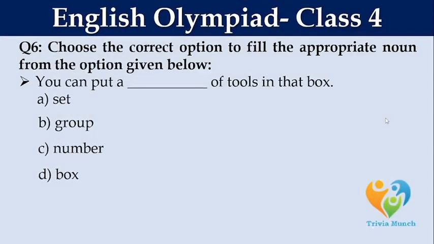Choose the correct option to fill the appropriate noun from the options given below. You can put a dash of tools in that box. Option A, set. Option B, group. Option C, number. Option D, box.